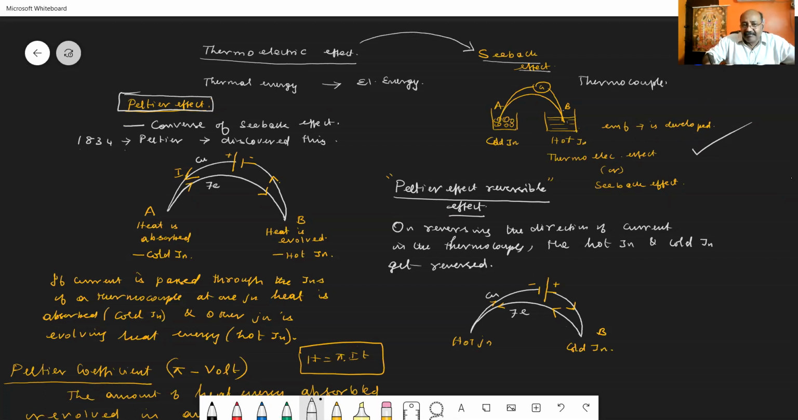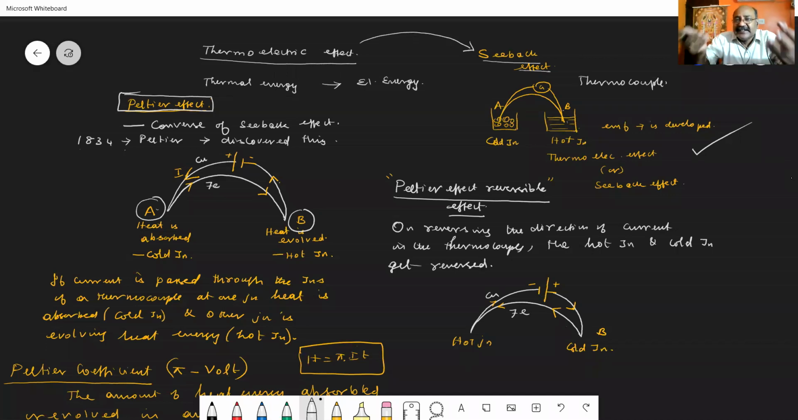According to Peltier, through the junctions of a thermocouple, for example, we have taken a copper iron thermocouple, through the junctions of the thermocouple A and B, if electrical current is passed, then at one junction heat energy is absorbed and at the other junction heat energy is evolved. This phenomenon is called Peltier effect.